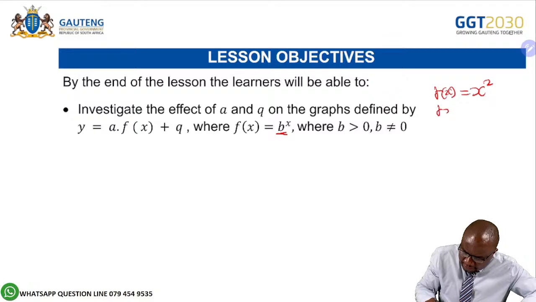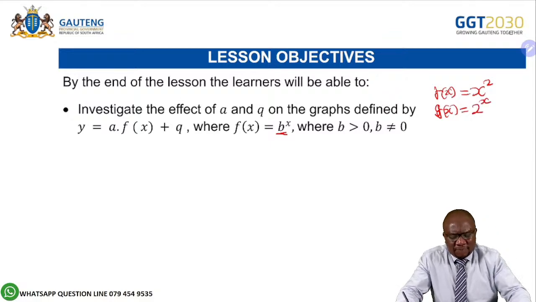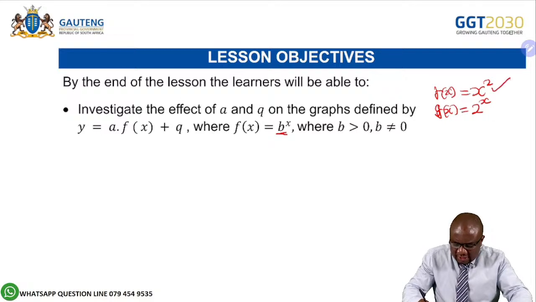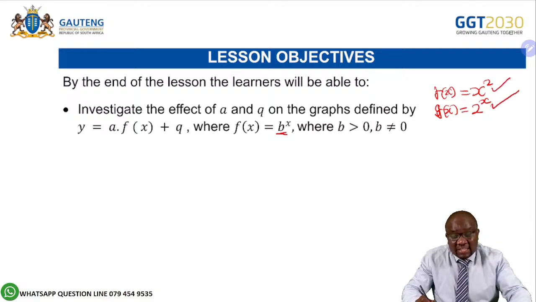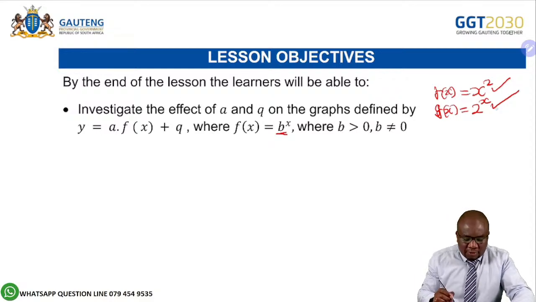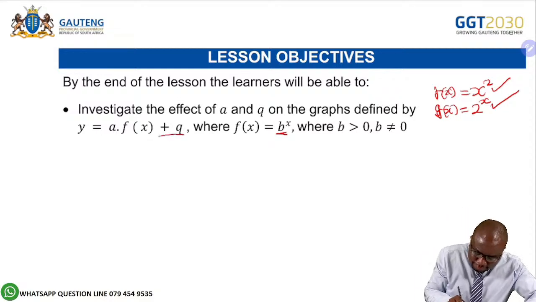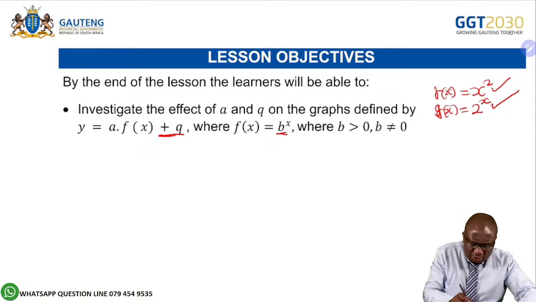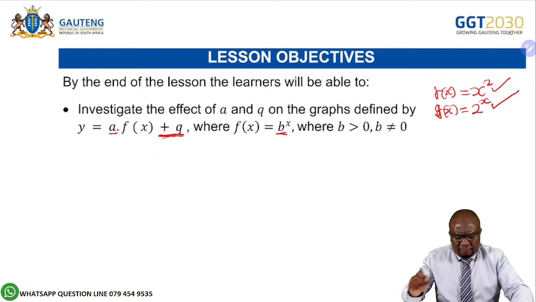And then g of x equals 2 to the power x. Do you see that they're different? This one is quadratic, this one is exponential. Do you see that the x is the exponent here? So g of x is exponential, f of x is quadratic. That's what we're looking at. We're going to see the effect of q a lot. We're going to talk about the effect of a, but not much. The effect of q is the main purpose for this lesson.